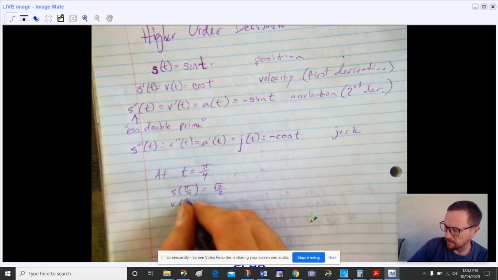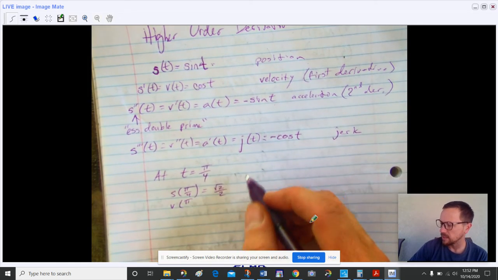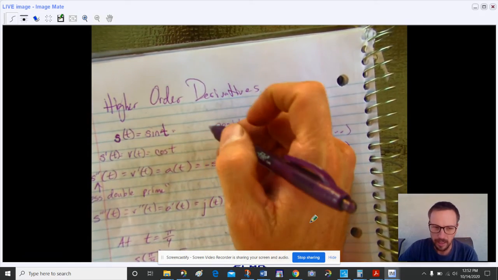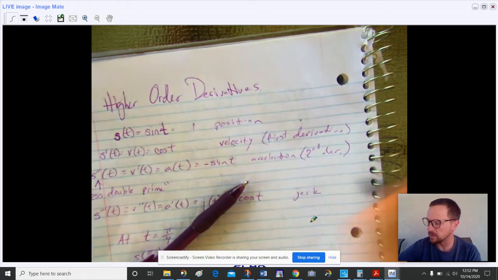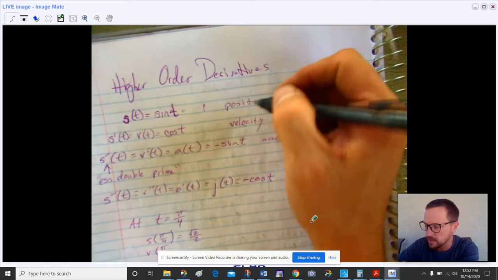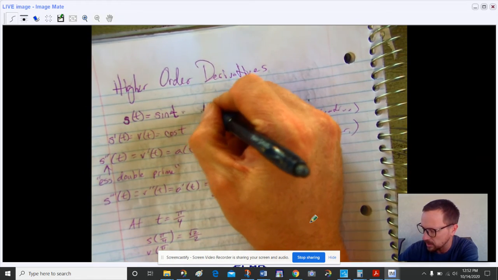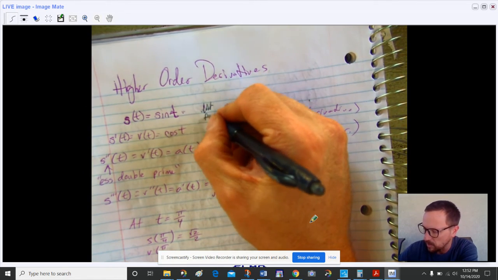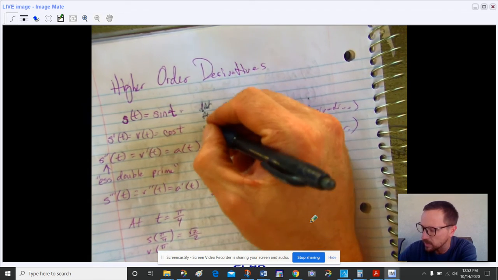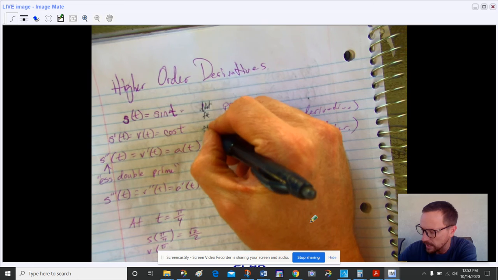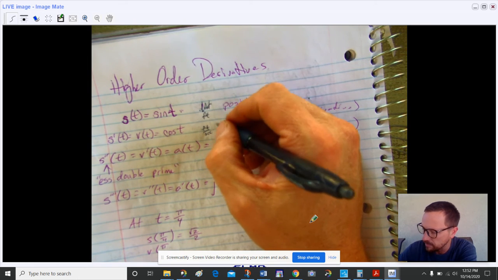Now the velocity at pi over 4, let's say that this is measured in feet. Well, for example, this is some distance measurement, like feet or meters or miles or whatever. So let's say this is feet. This is a velocity one, so this would be like feet per second. So it's distance over time.